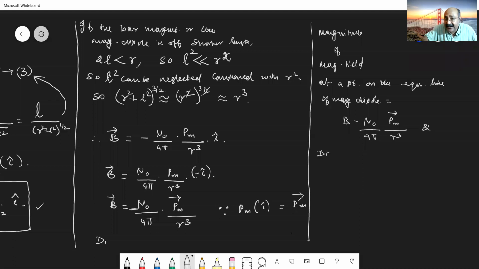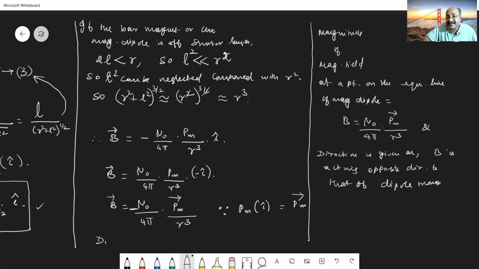and direction is given as: B is acting in the direction opposite to that of the dipole moment. Because we are getting the answer as minus of PM vector. Minus of PM vector means it is acting in a direction opposite to the dipole moment. Dipole moment is acting from south to north. Now, opposite to the dipole moment, the magnetic field at a point along the equatorial line is acting from north pole to south pole.